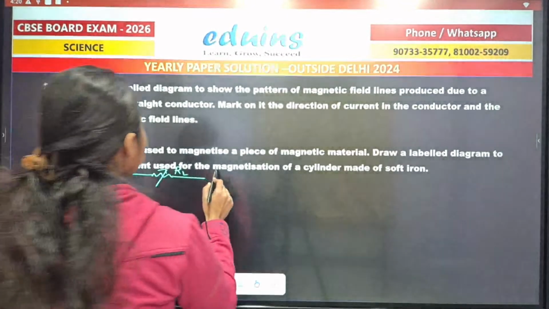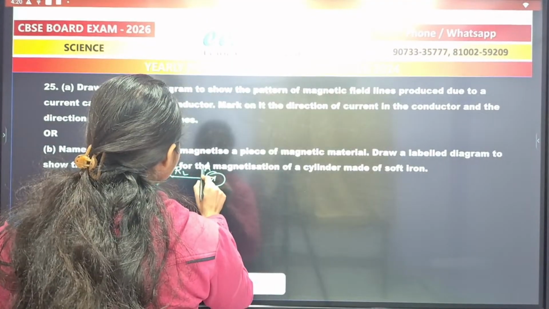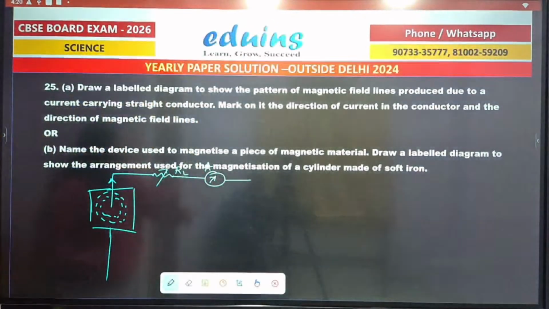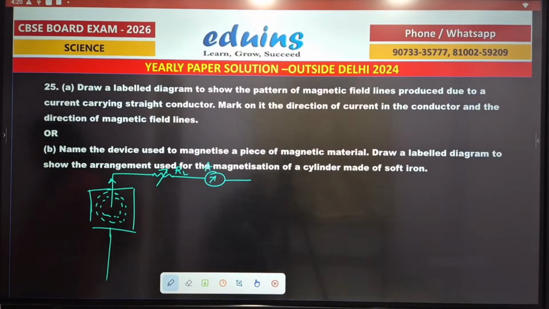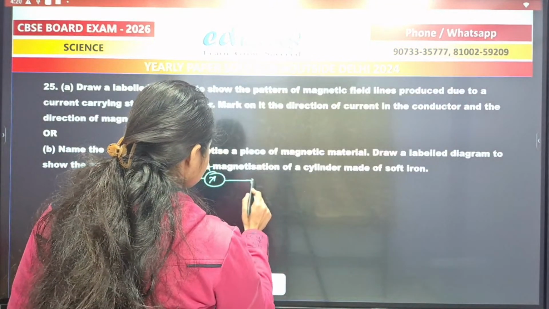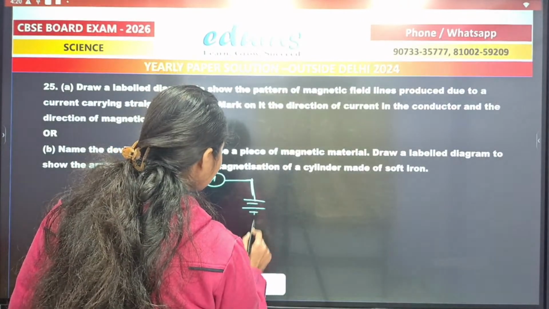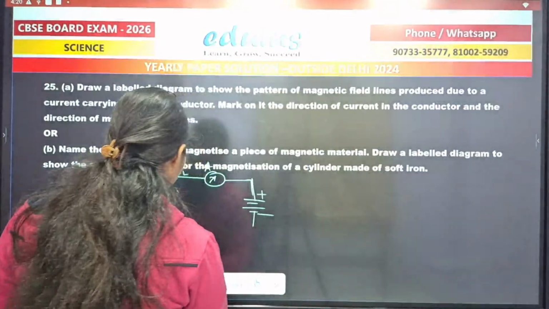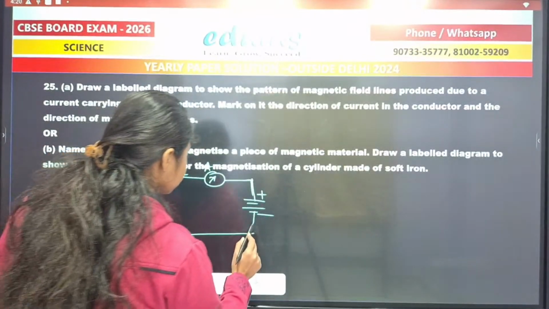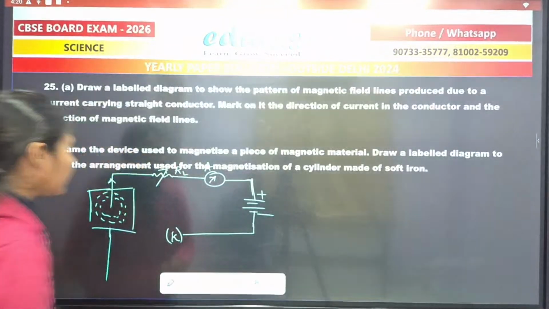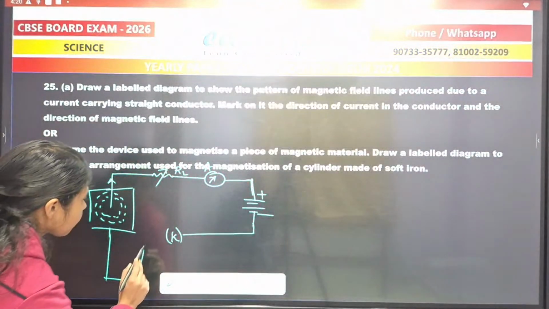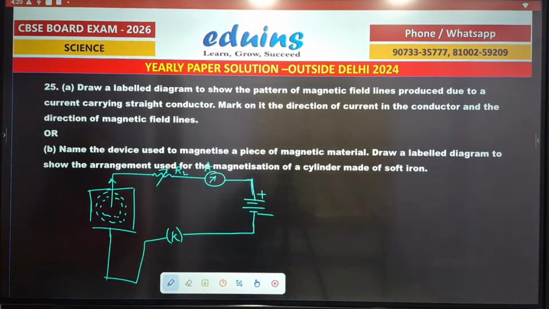There is an ammeter that measures the amount of current flowing through the circuit. So this is the ammeter. Then there is the main part, that is the voltage difference, potential difference. This is the positive side and this is the negative side, and there is a key or switch. So this is the circuit.